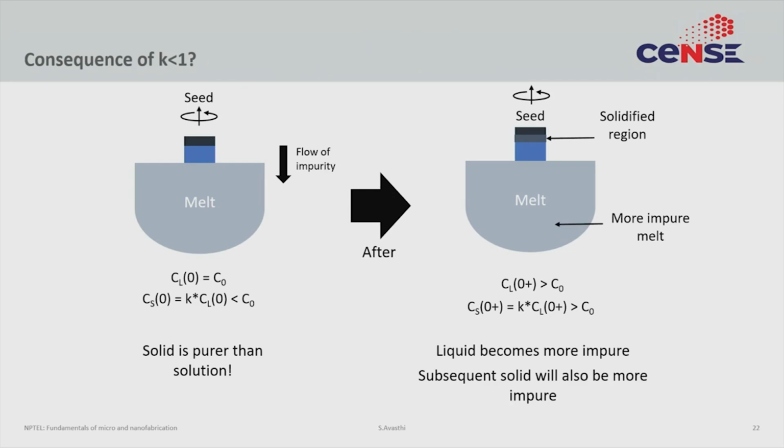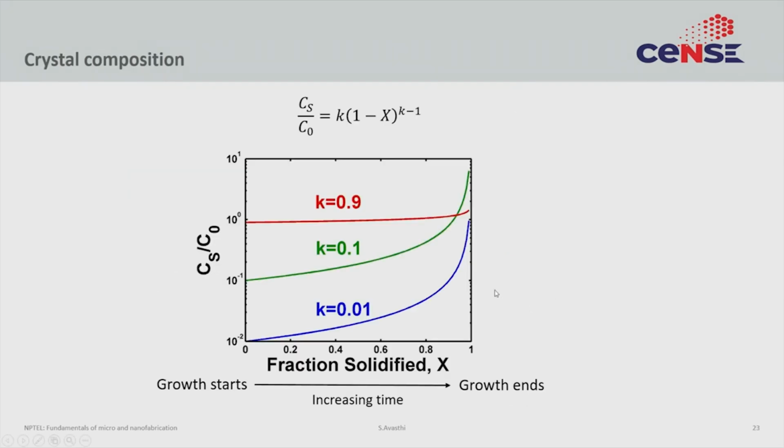So, the subsequent solid will also be slightly more impure than the solid that was formed at T equal to 0. And if this process continues, what you can see is that as you solidify more and more of the material as you go down this x axis, the concentration of impurities in the solid would also increase. So, this is what this plot represents.